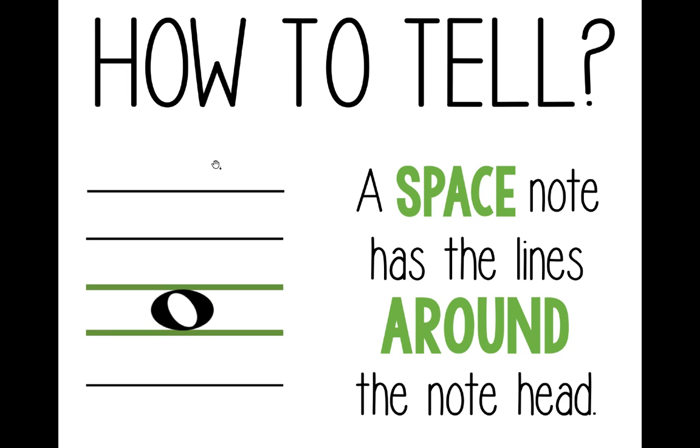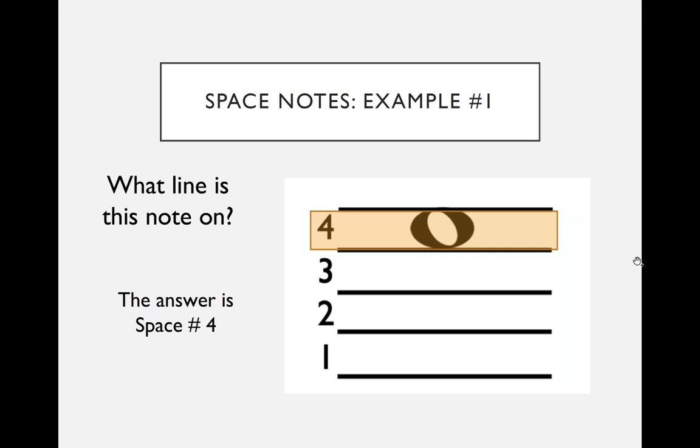All right, let's go ahead and talk about space notes. Space notes look like this. They have lines around the note head. So the line doesn't actually go through the note. It's right on top and right underneath of the note. Let's go ahead and take a look at some examples.